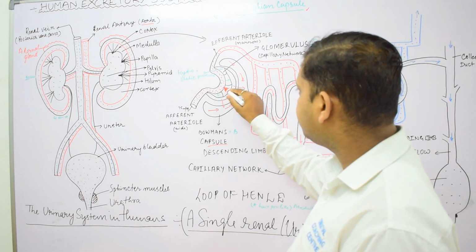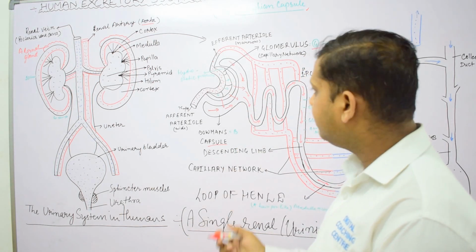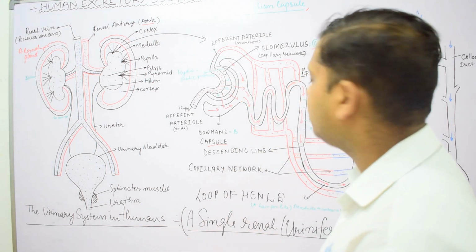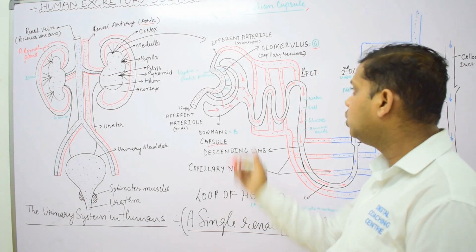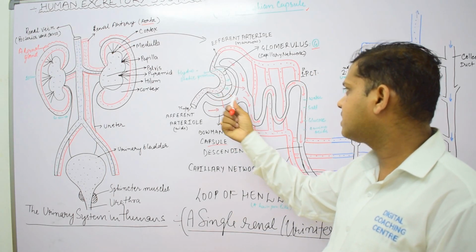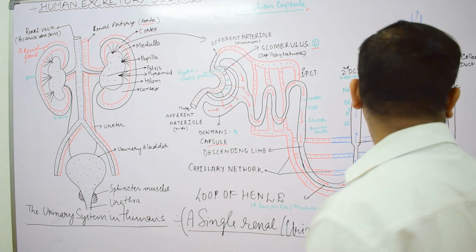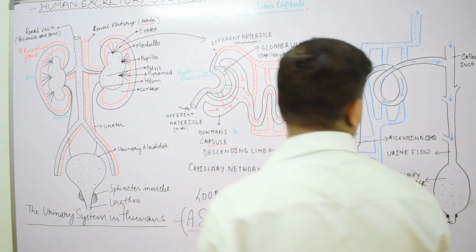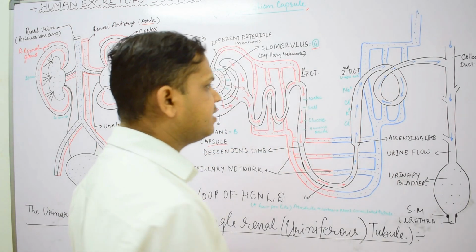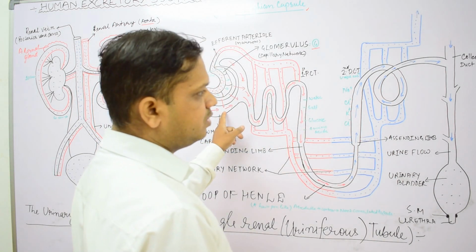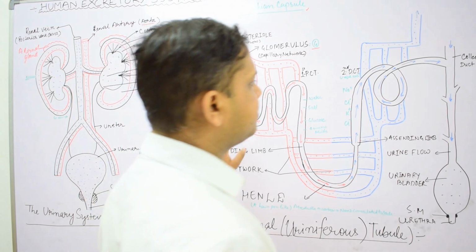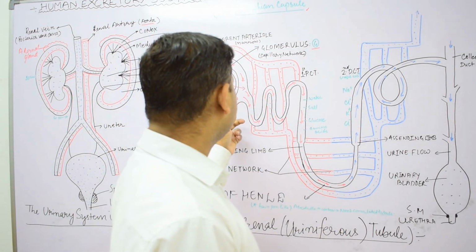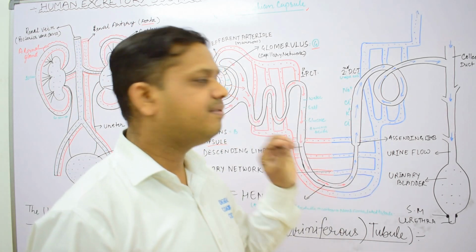Ultrafiltration means the pores are present here, and through them the filtration takes place. Ultrafiltration takes place between the glomerulus and the Bowman's capsule. Then there is the Bowman's capsule. What is the function of the Bowman's capsule? It receives the glomerular filtrate.